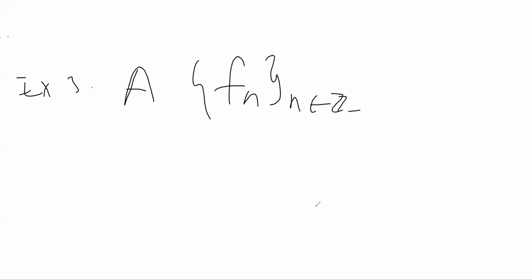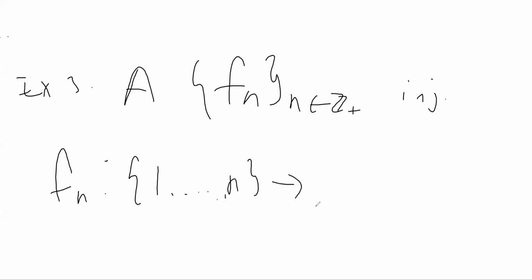So exercise 3 is saying that we have a set A, and we also have an indexed family of injective functions. So we have a lot of functions which are conveniently indexed with positive integers, and they are injective. We know that Fn has domain from 1 to n, and its image lies somewhere in A. First, we want to show that A is infinite. How can we possibly do that?